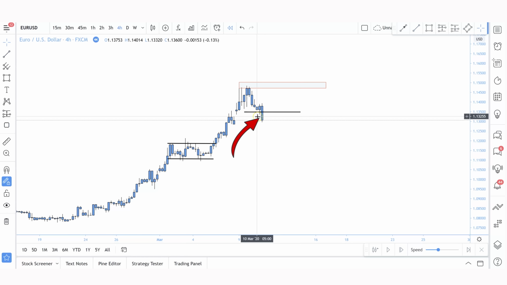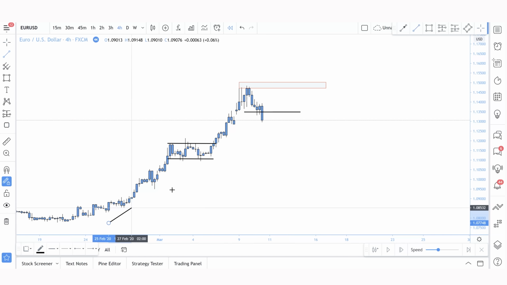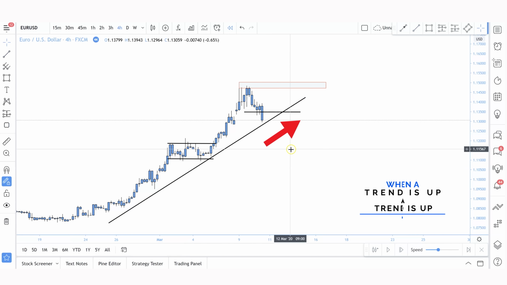Well, we can see here we have 8 hours worth of information to indicate that this potentially could have been the higher low. With this bullish pressure indicated here in these candles, we should suspect the market can continue to go to the upside. Why is that? Well, when a trend is up, a trend is up.